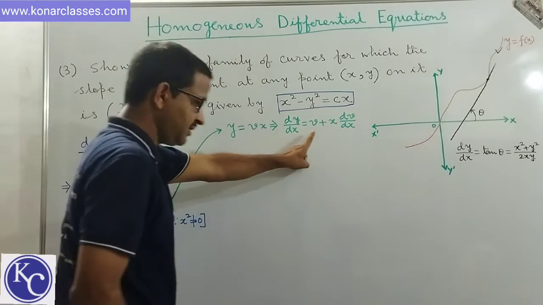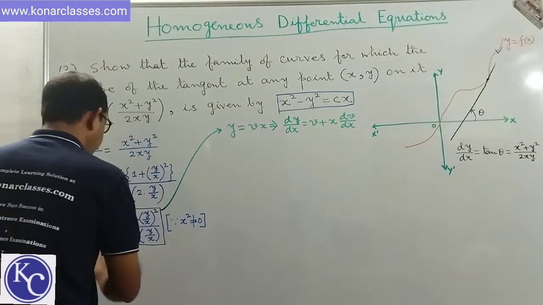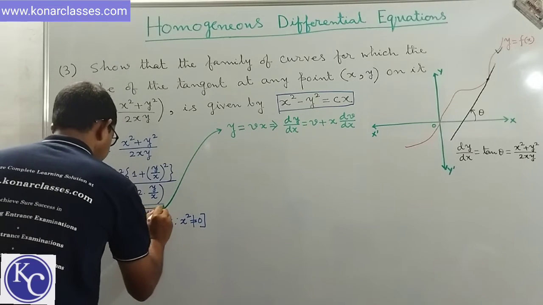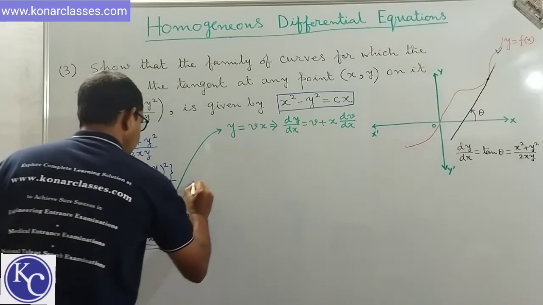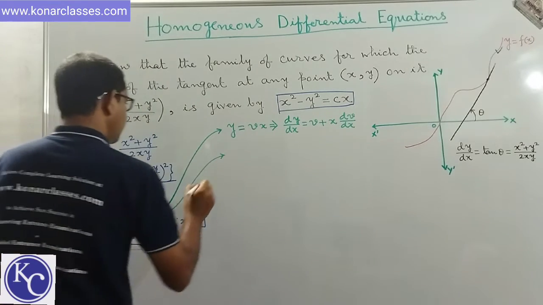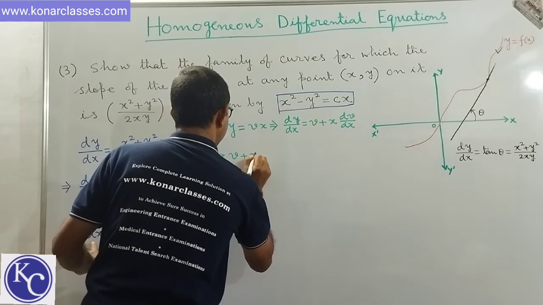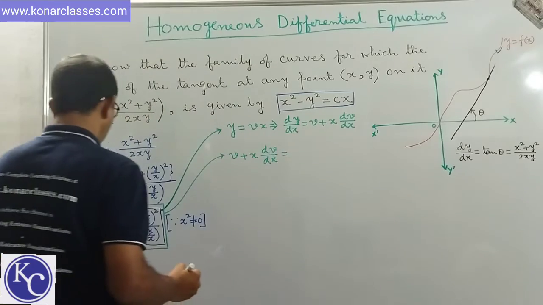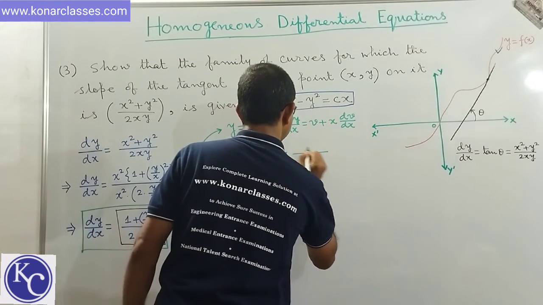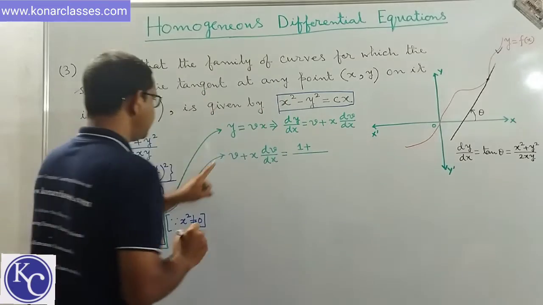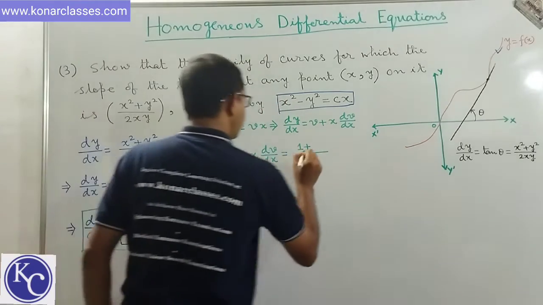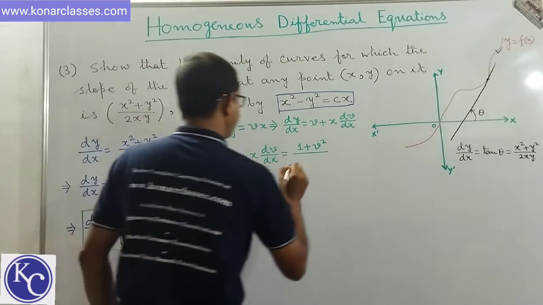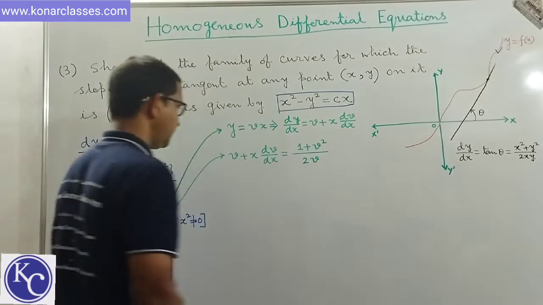Now that value of dy/dx, which is v plus x into dv/dx, we are going to apply it here. So this entire differential equation becomes: v plus x into dv/dx is equal to 1 plus (y by x) whole square divided by 2 into (y by x). Since y by x equals v, that means 1 plus v square divided by 2 into v. Correct?